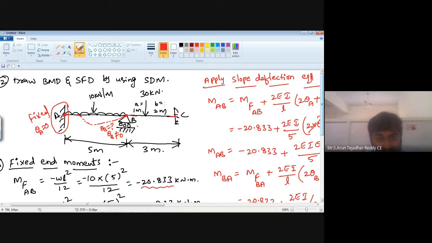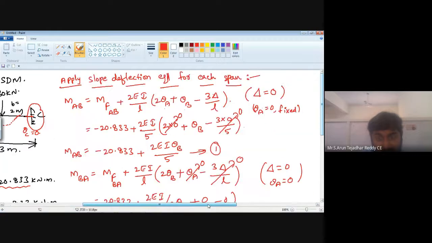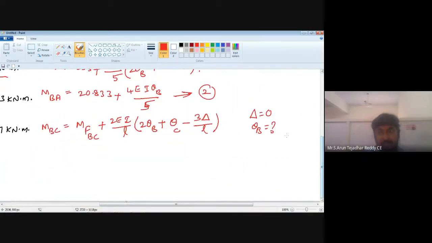In the BC span, B is a roller support and C is a fixed support. It means the deflection will start from here onwards, so theta C is 0. The slope at point C is 0 because it is a fixed support. That is our condition, already discussed in previous classes. So theta C is equal to 0.